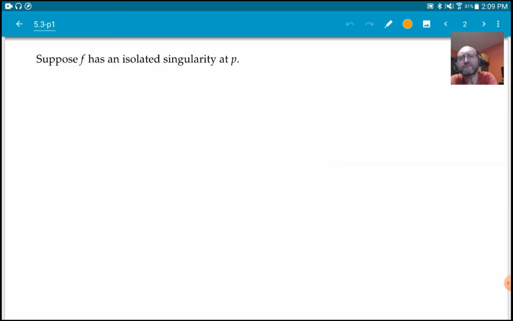All right. So let's suppose that f has an isolated singularity at p. So it's a holomorphic function in a neighborhood of p, and we don't know if it's holomorphic at p or not, but it's just not defined at p, right? p is an isolated point.